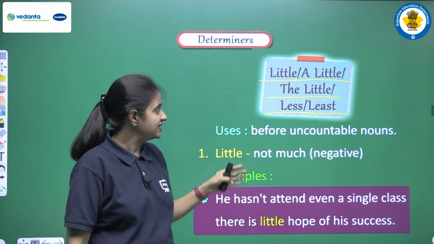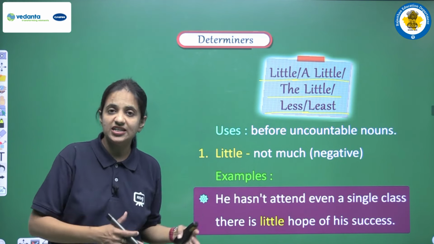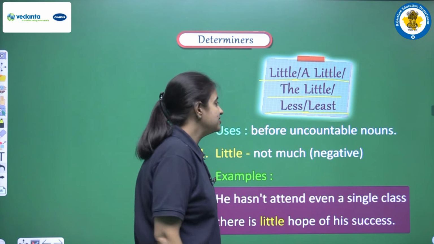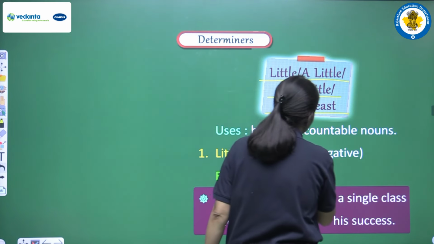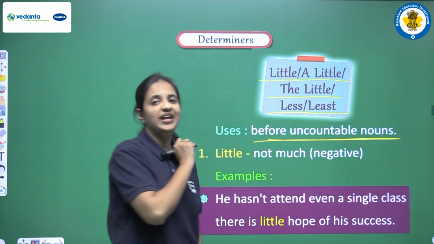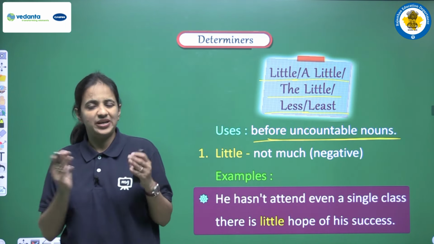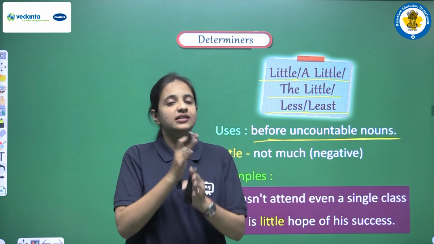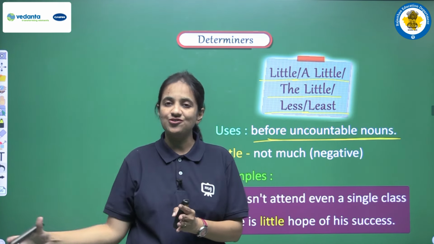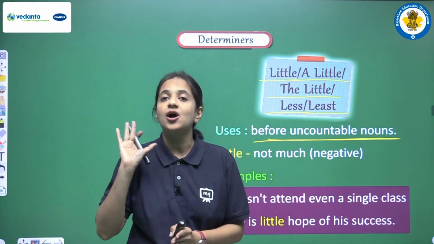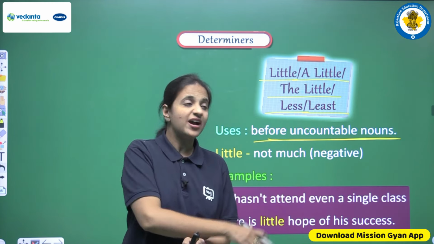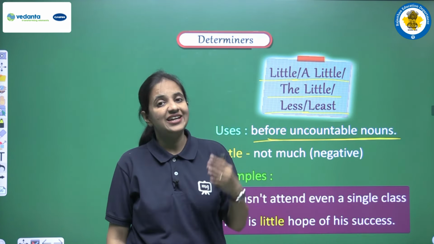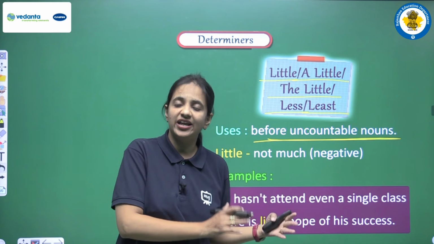Okay, so now let's understand the usage of these 5 determiners. First of all, the most important thing is that these 5 determiners are used before uncountable nouns. This is the major difference between the few family and the little family. All the 5 determiners of the few family were used before countable nouns, and these 5 determiners of the little family are used before uncountable nouns.